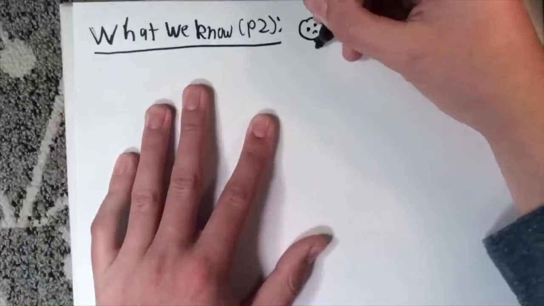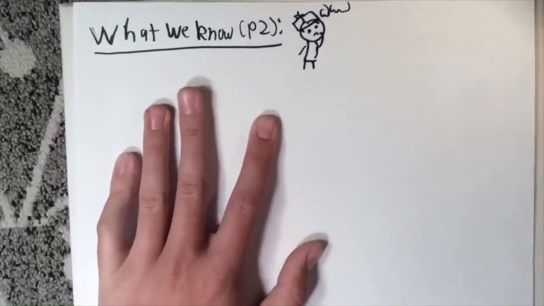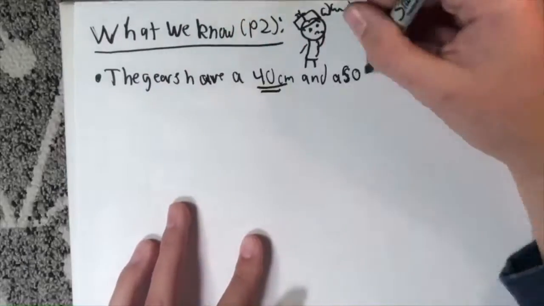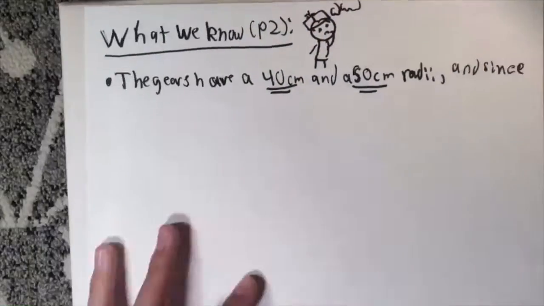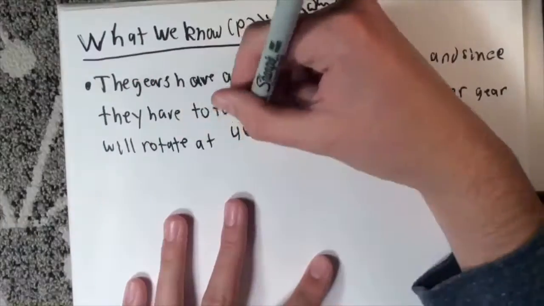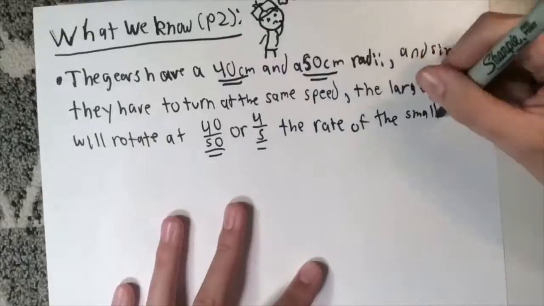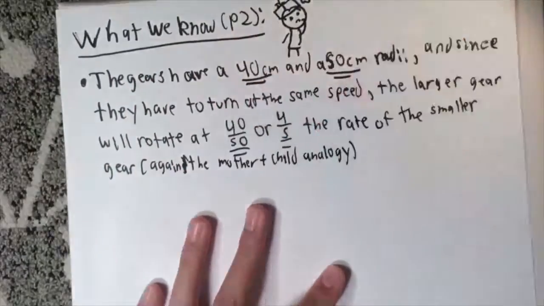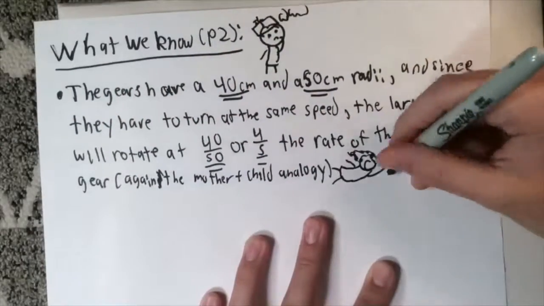What we know, part 2. The gears have 40 centimeter and 50 centimeter radii. And since they have to turn at the same speed, the larger gear will rotate at 40 over 50, or 4 over 5, the rate of the smaller gear. Again, the mother and child analogy.